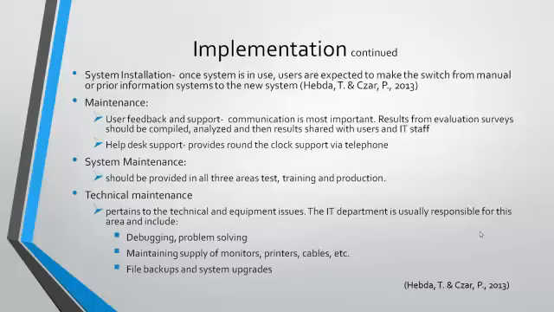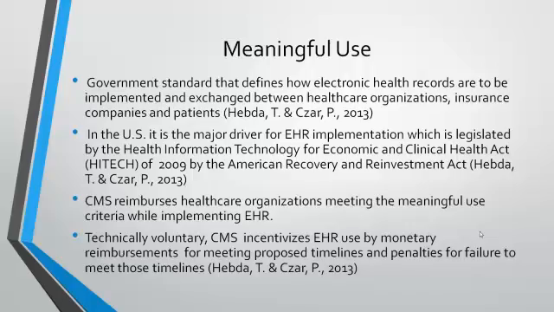System maintenance should be provided in all three areas: test, training, and production. Technical maintenance pertains to the technical and equipment issues, and the IT department is usually included in the debugging and problem solving, file backup, system upgrades, and maintaining monitors and supplies and printer cables, etc.